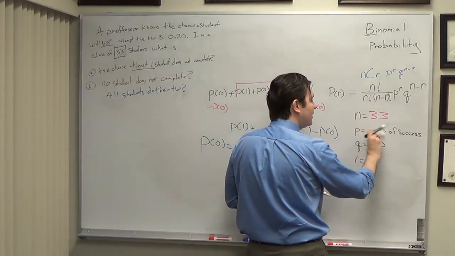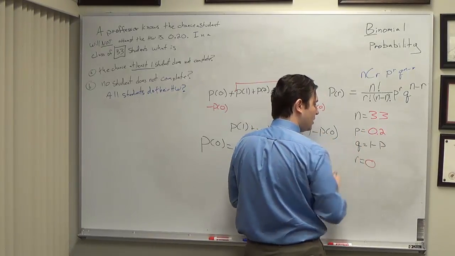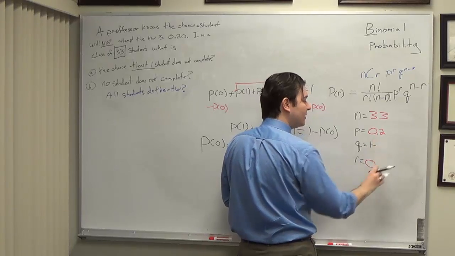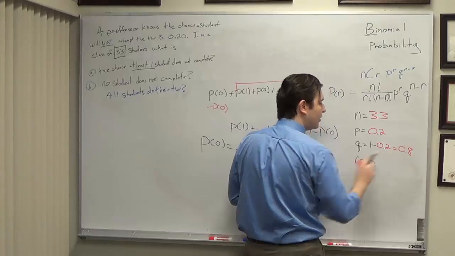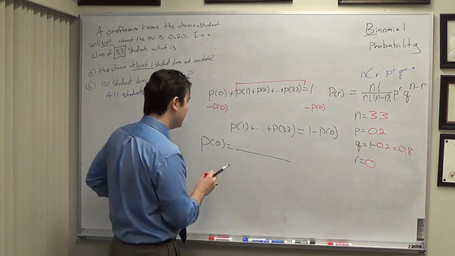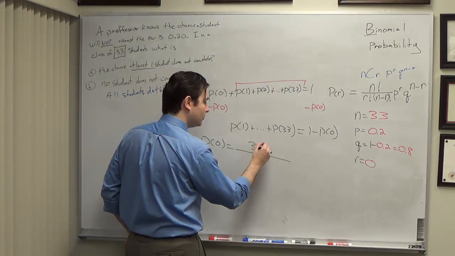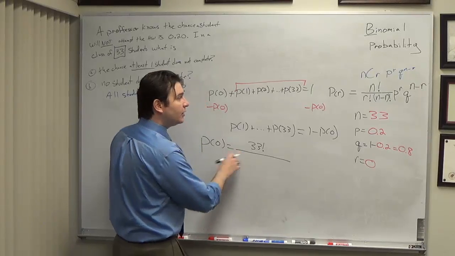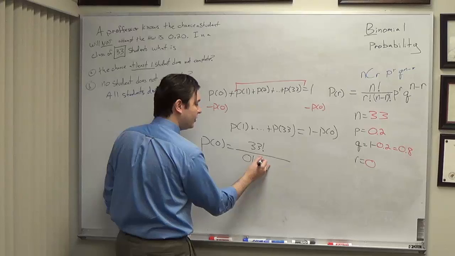We know the probability of that success happening. It's 0.2, which means we know the chance of that success not happening: 1 minus 0.2, which we call 0.8. So now we can plug all these things into the mix. I've got on top 33 factorial. We've got r factorial, which is 0 factorial. Remember, that's 1. And then we have 33 minus 0.